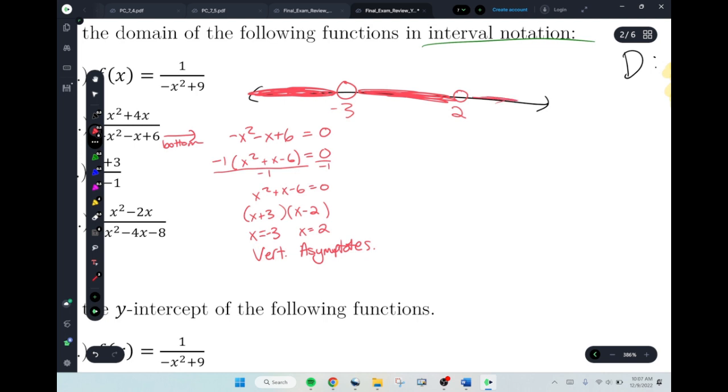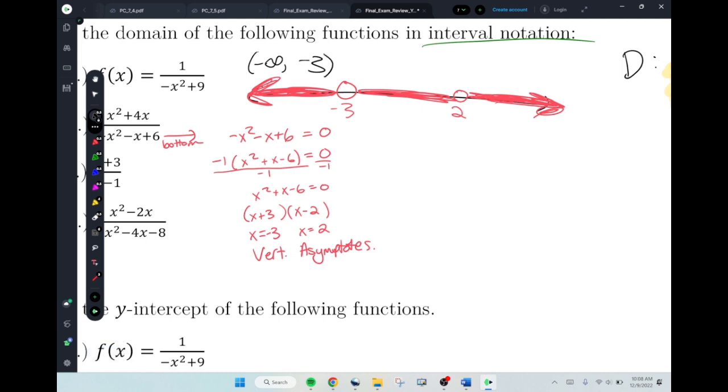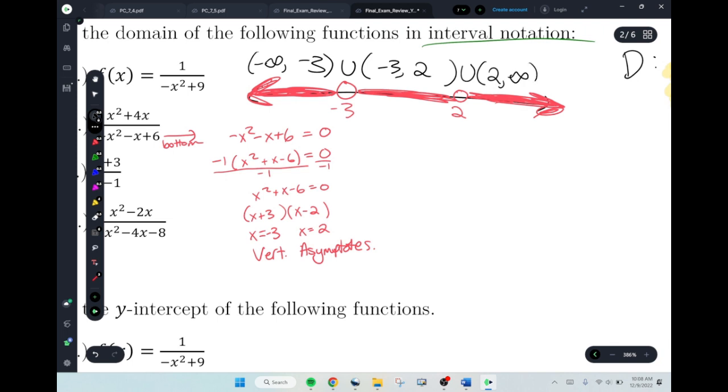So how do we write that in interval form? That would be negative infinity, working its way all the way up to negative 3. And does it include it? No. But how do we unite two brackets together? With a U at that spot, and then you go from not including negative 3, not including 2 either, and not including 2. And then another U, and go not including 2 and then infinity. Yeah. That's a good way.